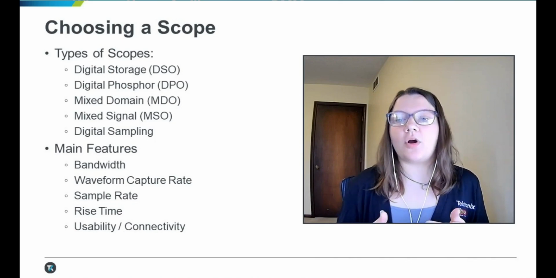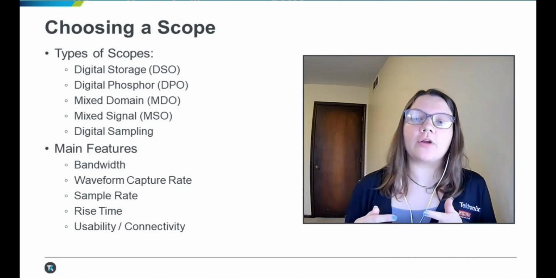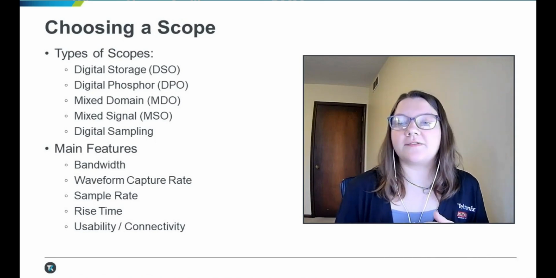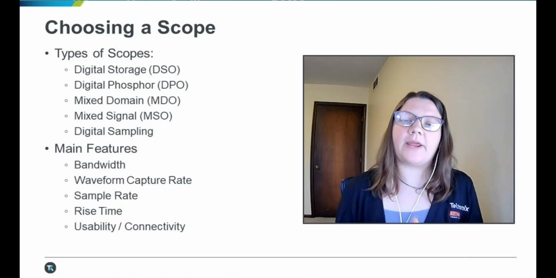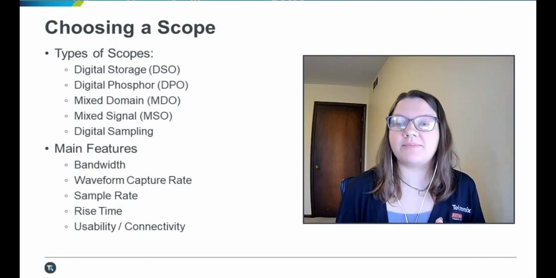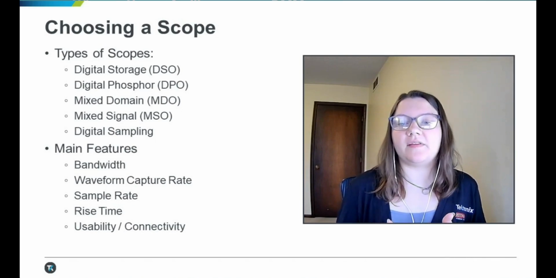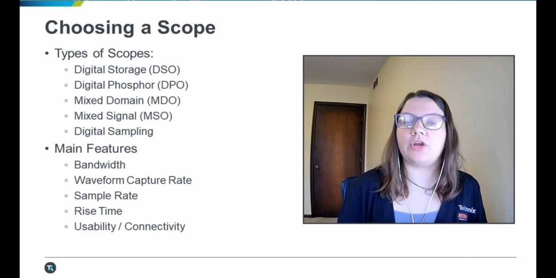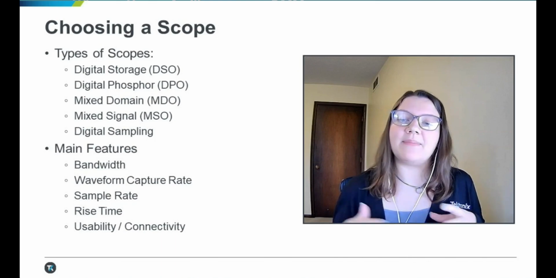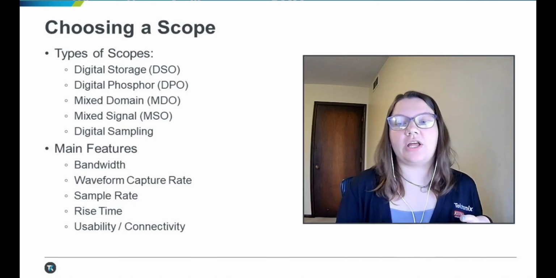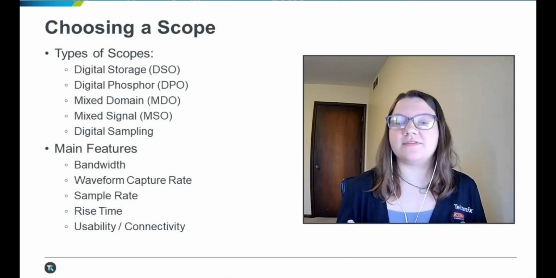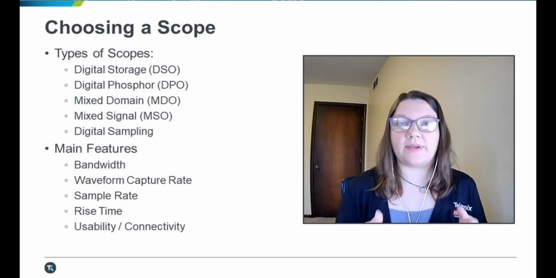Digital storage scopes are your conventional basic scopes. They're good for capturing transient signals and other signal events. The digital phosphor scope is a more advanced version of the DSO. It uses parallel processing to increase waveform capture rates so that you're getting more detail in the signals that you're capturing. Mixed domain scopes combine the scope functionality with an RF spectrum analyzer, and mixed signal scopes combine the scope functionality with a logic analyzer. Both of these scope architectures are expanding the range of signals they can capture and evaluate from just your basic scope.